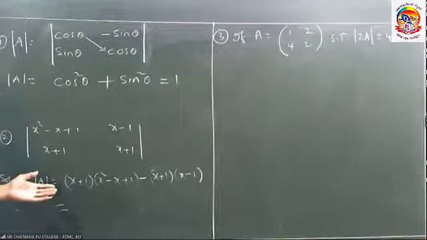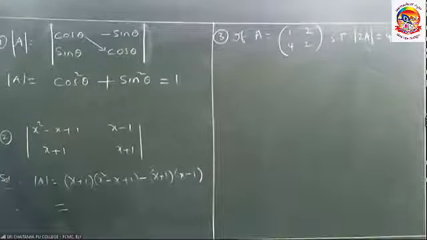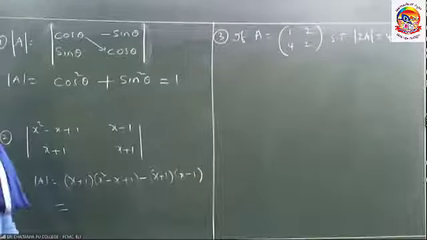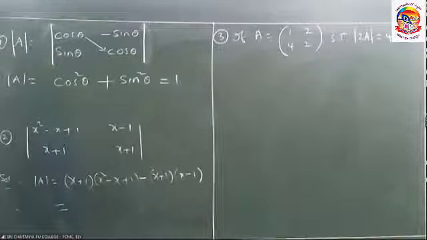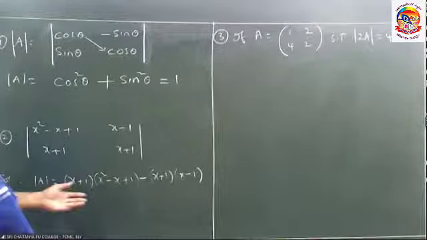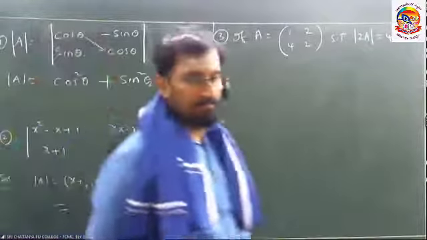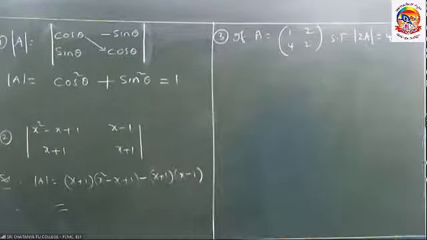Otherwise, just multiply this one. If you want, then you are going to get the answer directly. Multiply this one, you are going to get the answer. That is the formula for A cube minus B cube, or A cube plus B cube.